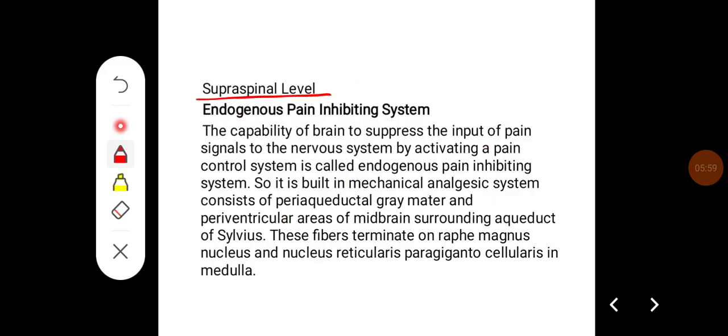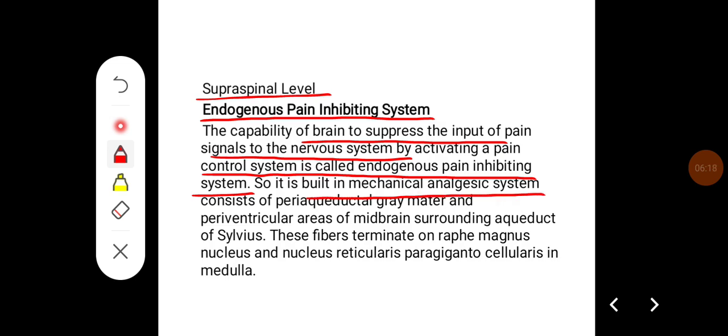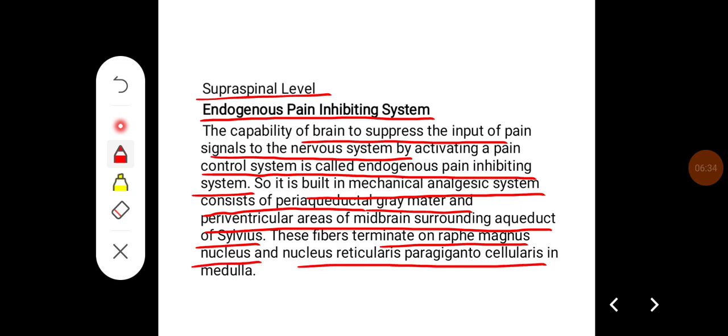At the supraspinal level, it is mainly because of the presence of the endogenous pain inhibiting system. The capability of our brain to suppress the input of pain signals to the nervous system by activating the pain control system is called the endogenous pain inhibiting system. It is a built-in analgesic system, consisting of the periaqueductal gray matter and periventricular area of the midbrain surrounding the aqueduct of Sylvius. These fibers terminate on the raphe magnus nucleus and nucleus reticularis paragigantocellularis in the medulla.